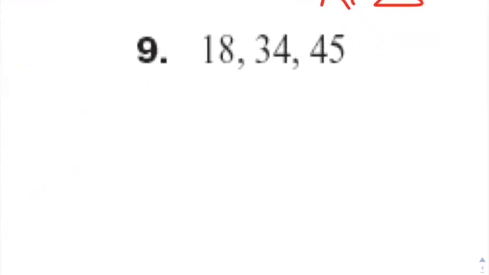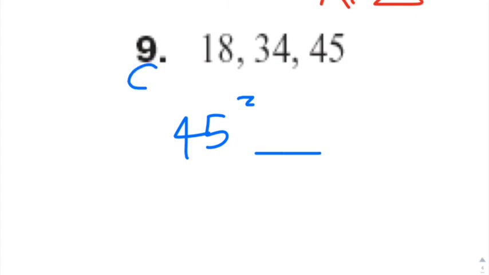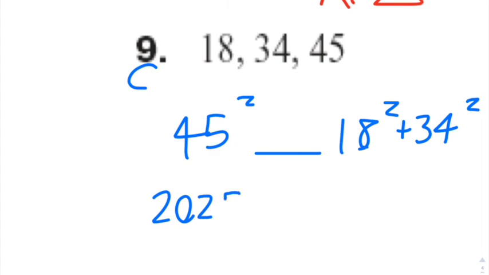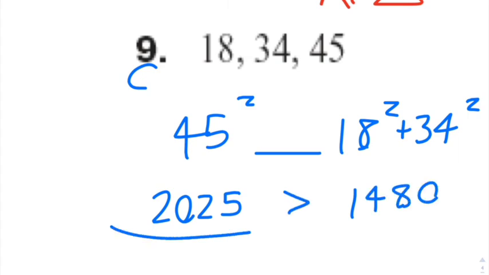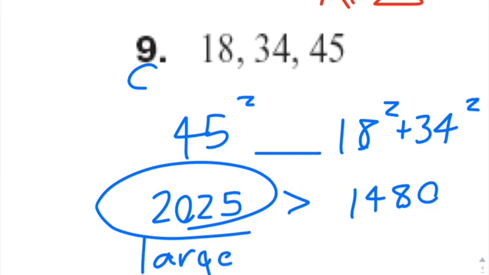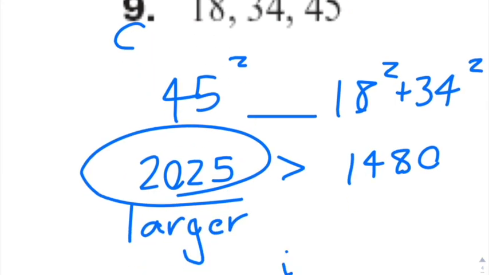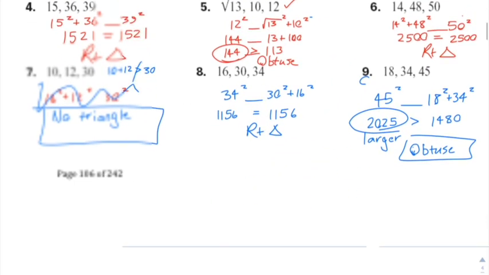Okay, I think this is the last one here. 18 plus 34, definitely greater than 45. So then we'll go and verify everything. 45 squared, there's your c squared side. And then we'll go blank, 18 squared plus 34 squared. So this is 2025. 18 squared plus 34 squared is 1480. All right, so your c squared side is larger. If c squared is larger, then you have an obtuse. And then you're done. I believe that is it.